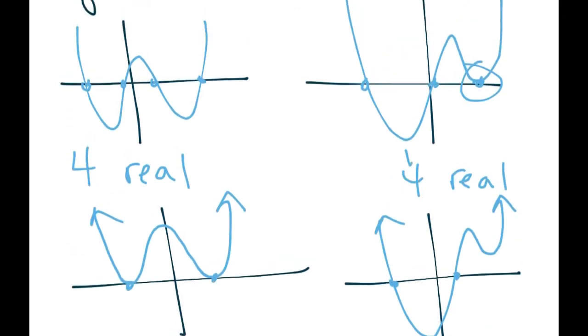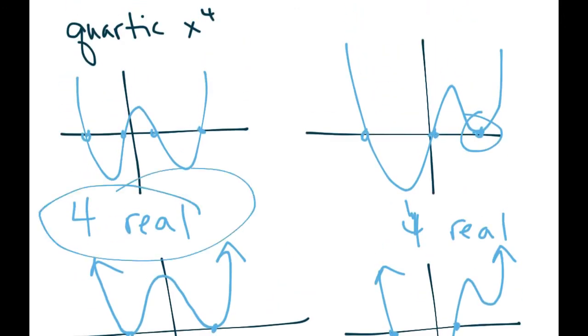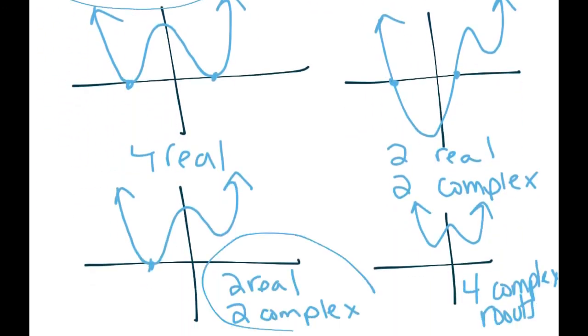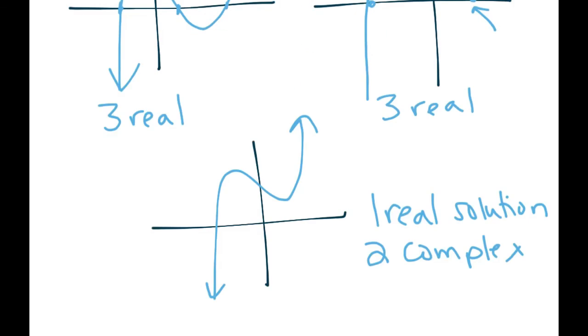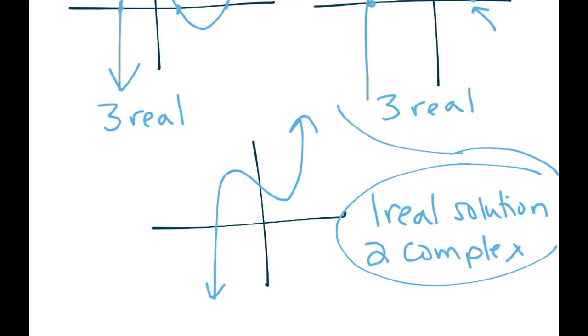When we did quartic, it can have 4 real, it can have 2 real and 2 complex, or it could have 4 complex. When we talked about cubic, it could have 1 real 2 complex, or it can have 3 real. And those were your only options. And that is the end of the semester review packet.